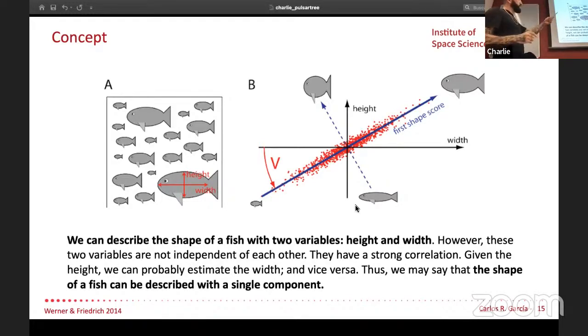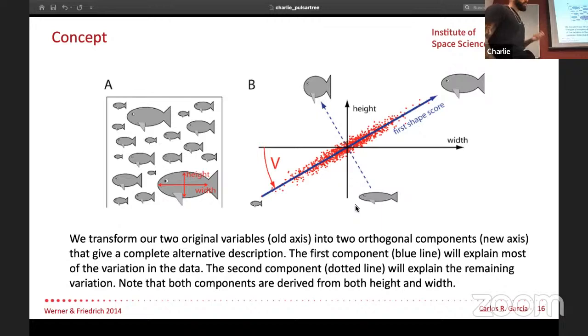With this small example, if you want to describe the shape of a fish, you can take 2 variables, height and width. These variables have a strong correlation with each other. So the PC method tries to reproduce most of the variance that you see in this cloud of points by using only one single component. In a way, the PC method tries to transform the old axes into new ones.